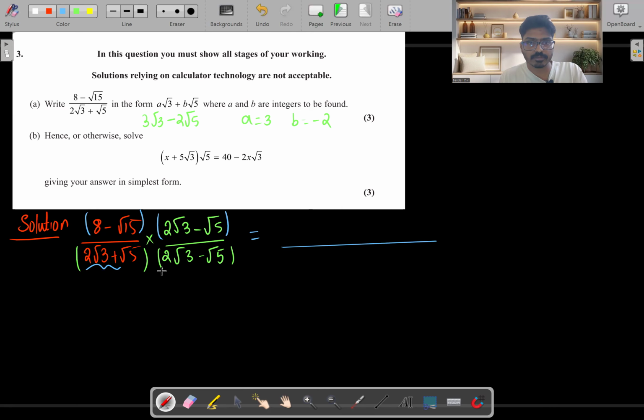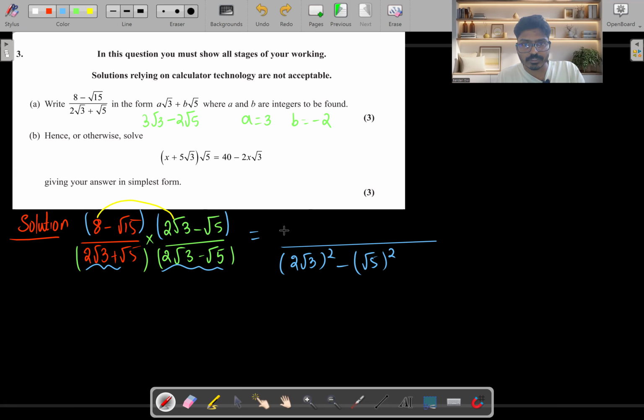If you type this in the calculator, or we can just multiply it manually, which is going to be 2 root 3 whole square minus root 5 whole square. So upon multiplying we will get this, or you can type it directly in the calculator. Now we can multiply each term with the other. You can either do the smiley method. I don't want to make it messy, so you can look at it.